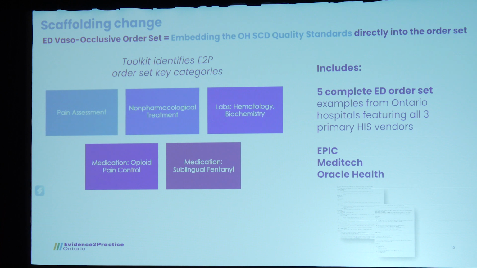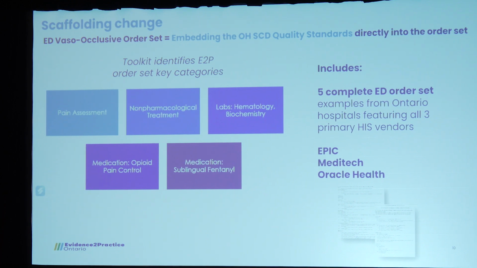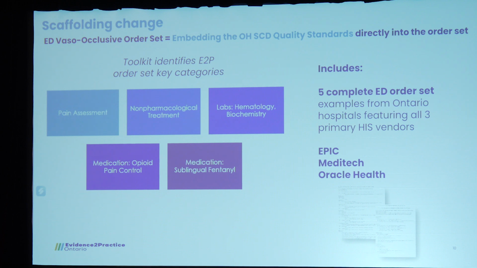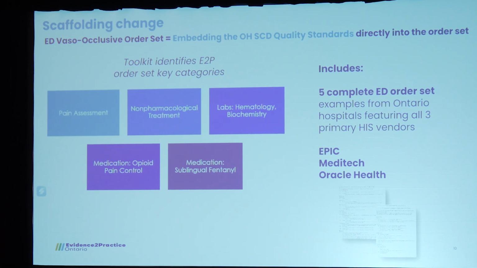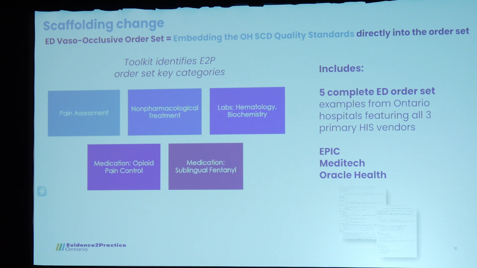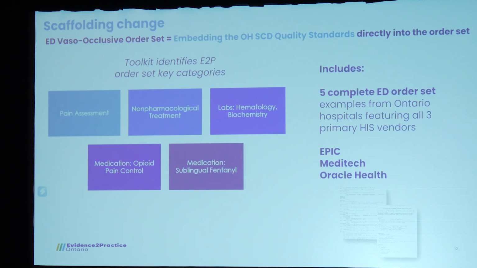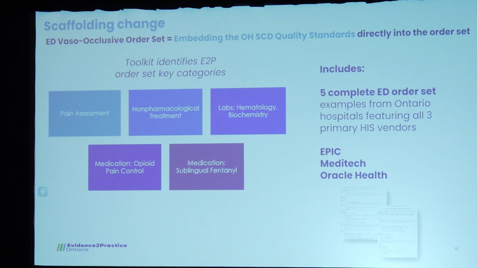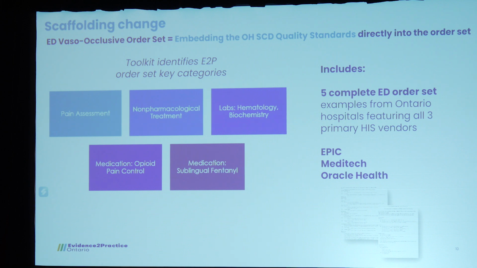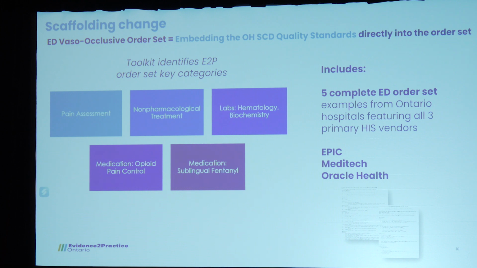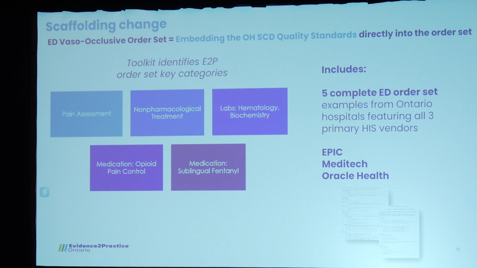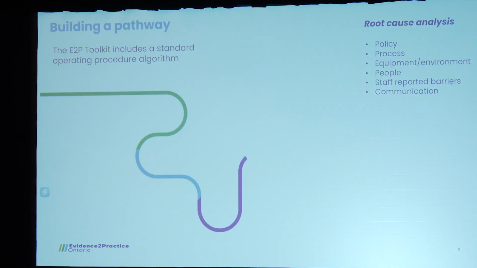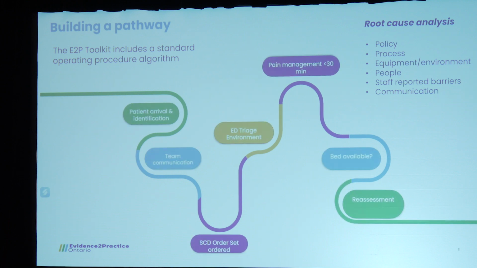So this guide includes 5 complete ED order sets from all of the HIS vendors. So Epic, Meditech, Oracle Health, any hospital in Ontario that has these HIS systems can use them. It identifies key categories you need to have in your order set, including things like sublingual fentanyl for fast access to bridge those. We hear, okay, sublingual fentanyl will improve our times, but as project teams, well, what's the dose? What's the frequency? What's the monitoring look like afterwards? There's a lot of research and discovery that has to happen from project teams, and so this guide offers all of this. It also walks teams through a comprehensive root cause analysis.